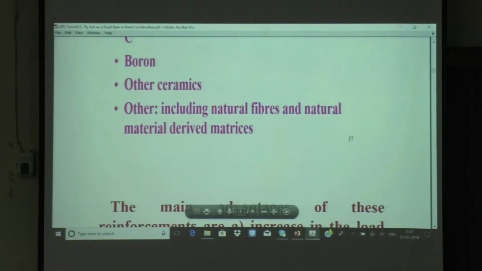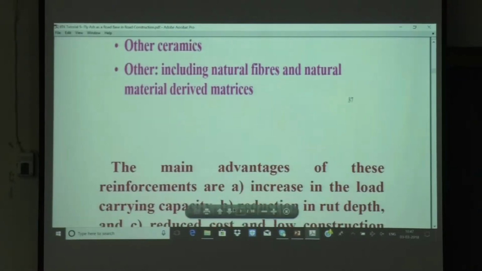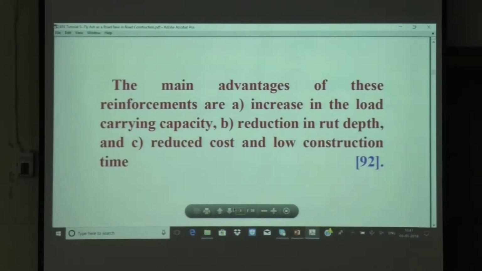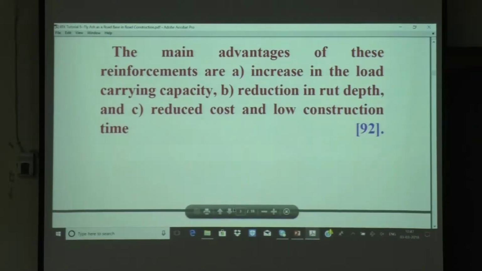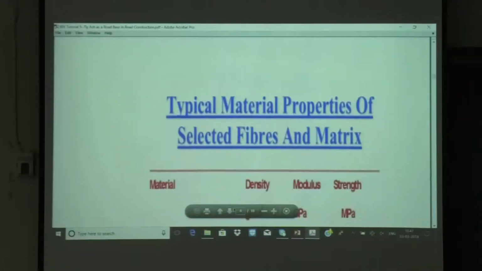the main advantages of using these reinforcements are that they increase the load carrying capacity because they are strong, with a reduction in the depth of the cracks in the material, reduced cost and low construction time. So these things can be done quite easily. This is where fly ash can be used in road construction.